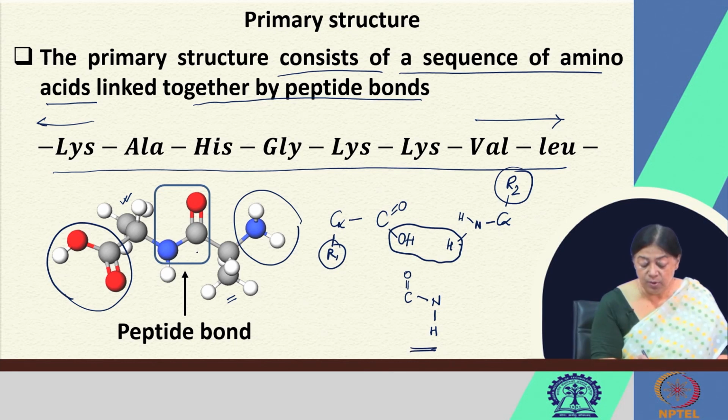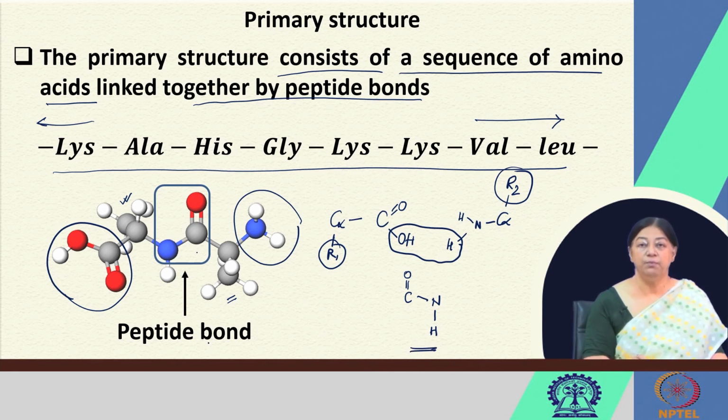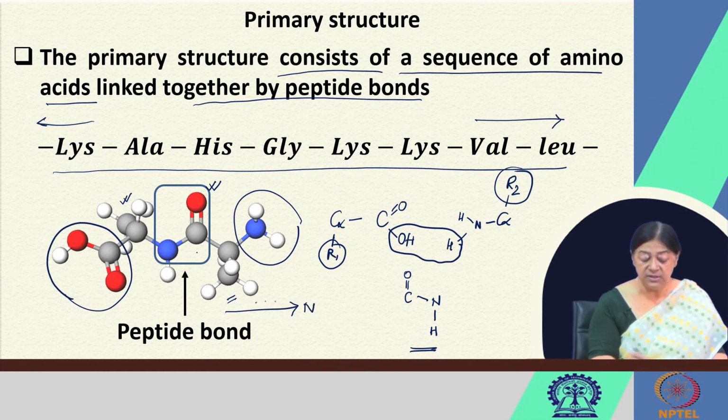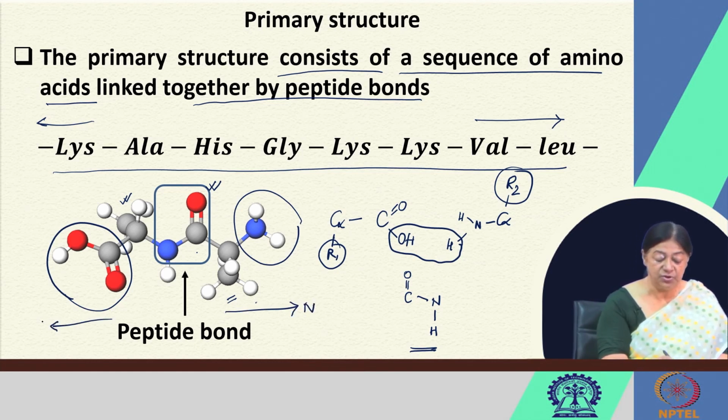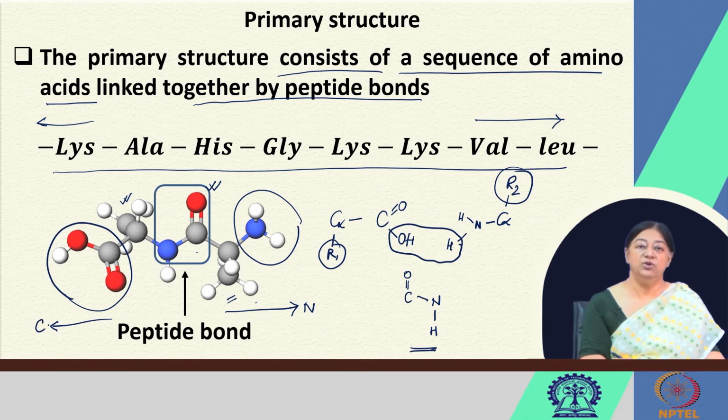The C double bond O and the NH that is marked here, the peptide bond. But we realize that this C double bond O has to be from the previous amino acid. So, this is the direction of the N terminus and this is the direction of the C terminus. And you have to know how to identify the directionality of the polypeptide chain, because it has a definite direction to it.